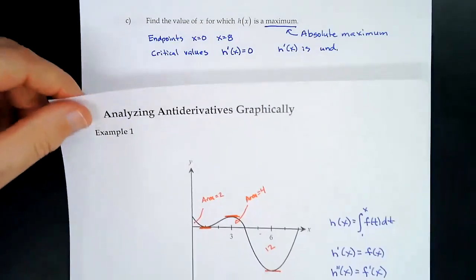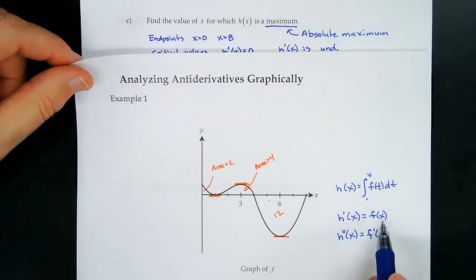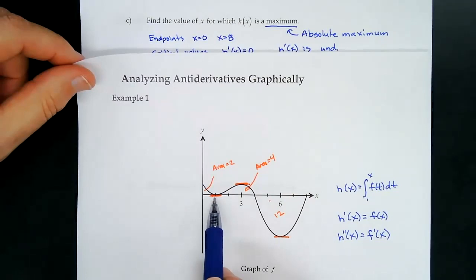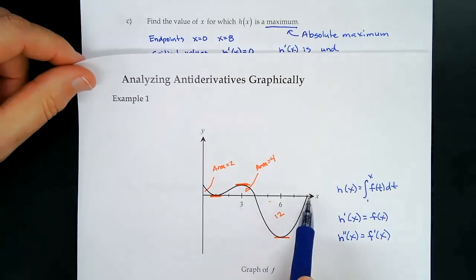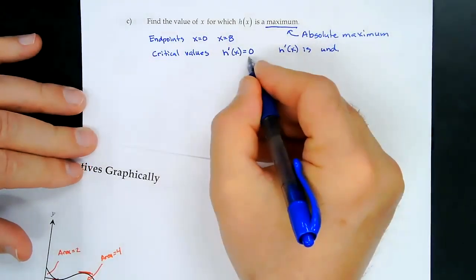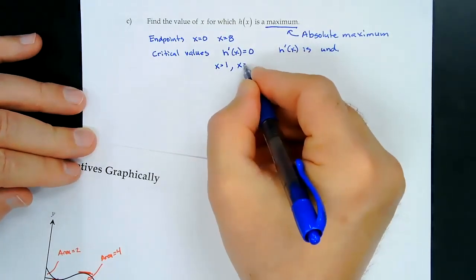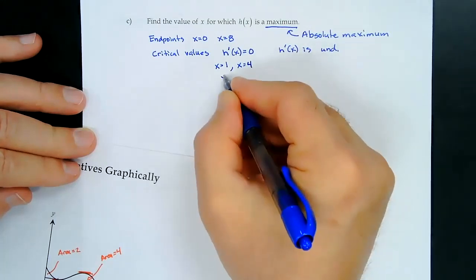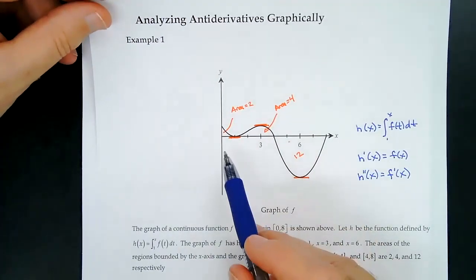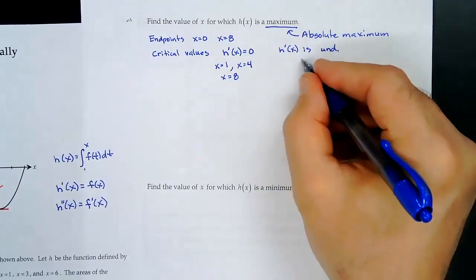All right, so where's h prime? How do we know when h prime is 0? So h prime of x is the same as f of x. If you look at this graph, f of x is 0 at 1, 4, and at 8. So that means that the derivative is 0 at x equals 1, x equals 4, and x equals 8. Where it's undefined would be where there's a corner or a cusp, and we don't have any of those, right? So this is never.